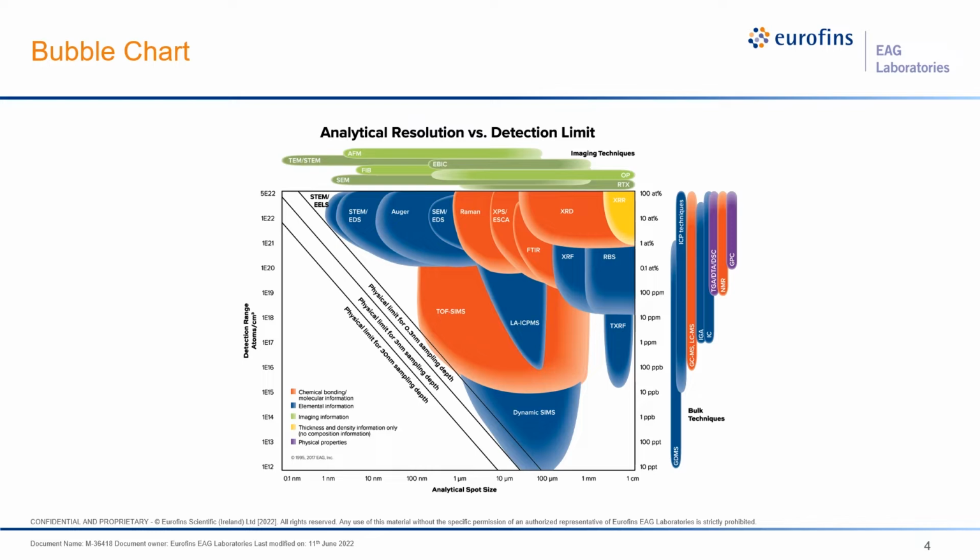There is a huge variety of techniques available for materials characterization. Here at EAG, we've organized them into what we call the bubble chart. The vertical axis shows the detection range of each technique in atoms per cubic centimeter. The horizontal axis gives the analytical spot size or analyzed area of the technique.